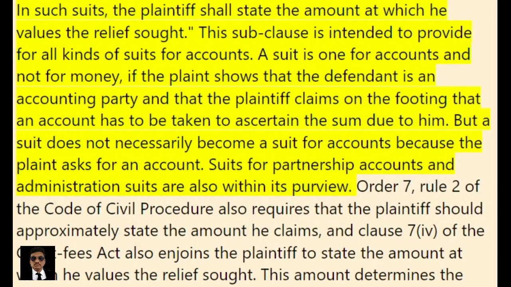In such suits, the plaintiff shall state the amount at which he values the relief sought. This subclause is intended to provide for all kinds of suits for accounts. A suit is one for accounts and not for money if the plaint shows that the defendant is an accounting party and that the plaintiff claims on the footing that an account has to be taken to ascertain the sum due to him. But a suit does not necessarily become a suit for accounts because the plaint asks for an account. Suits for partnership accounts and administration suits are also within its purview.